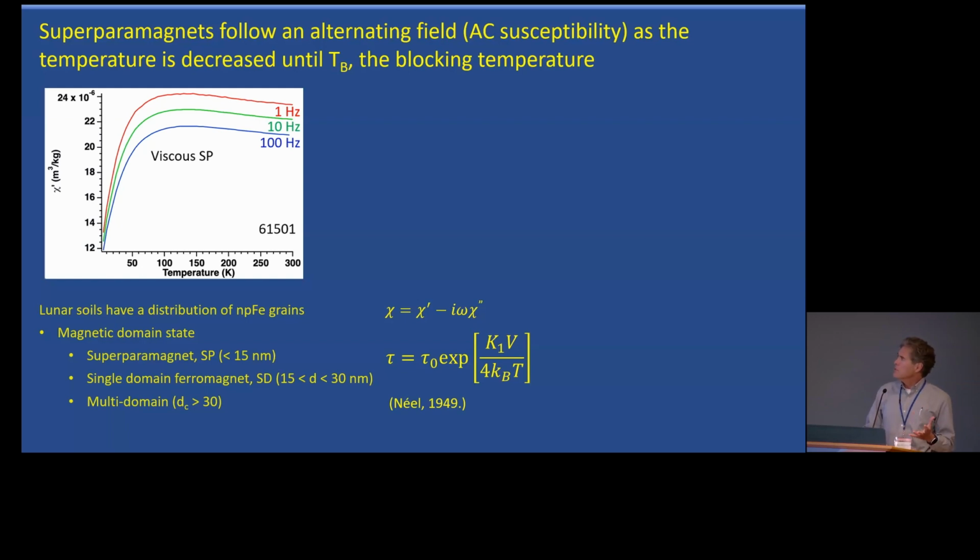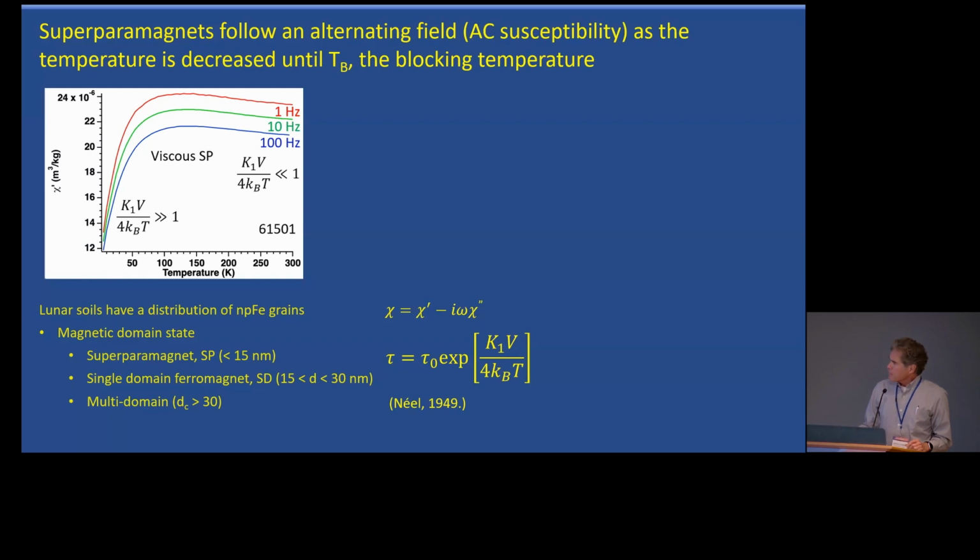And so as we decrease the temperature and apply a small alternating magnetic field at frequencies of 1, 10, and 100 hertz, we see that the susceptibility initially rises. This is the superparamagnetics being able to follow the field. They go through a maximum, and then the moment has a relaxation time that is longer than the measuring frequency. And so it becomes a viscous particle, a single domain ferromagnet below that temperature.